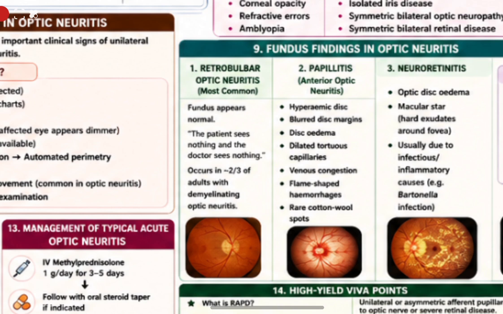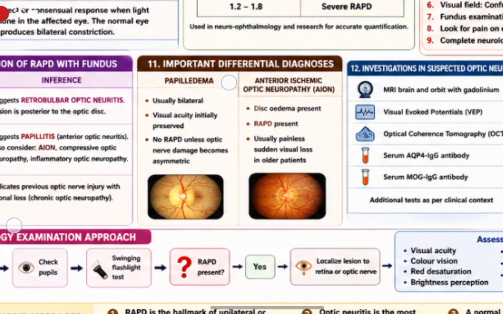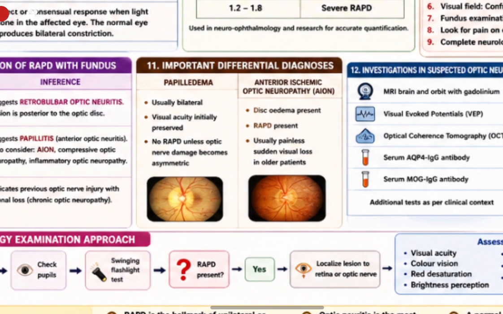Interpretation of RAPD with the fundus findings. RAPD with a normal fundus suggests retrobulbar optic neuritis. The lesion lies in the posterior part of the optic nerve. RAPD with optic disc edema suggests papillitis, that is anterior optic neuritis. The differential diagnoses include anterior ischemic optic neuropathy, compressive optic neuropathy, and inflammatory optic neuropathy. Clinical correlation is essential here. When there is RAPD with optic disc pallor, it suggests previous optic nerve injury with axonal degeneration.